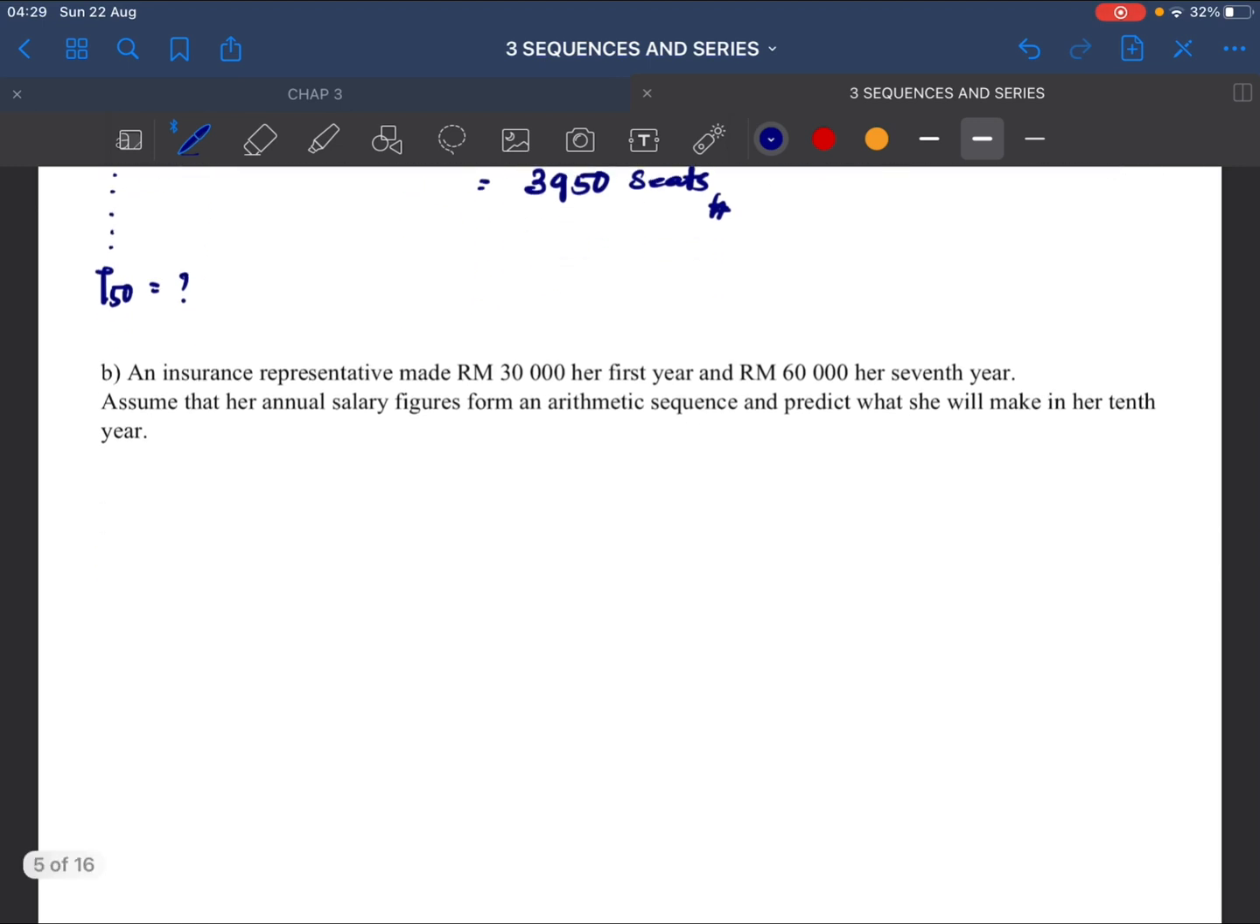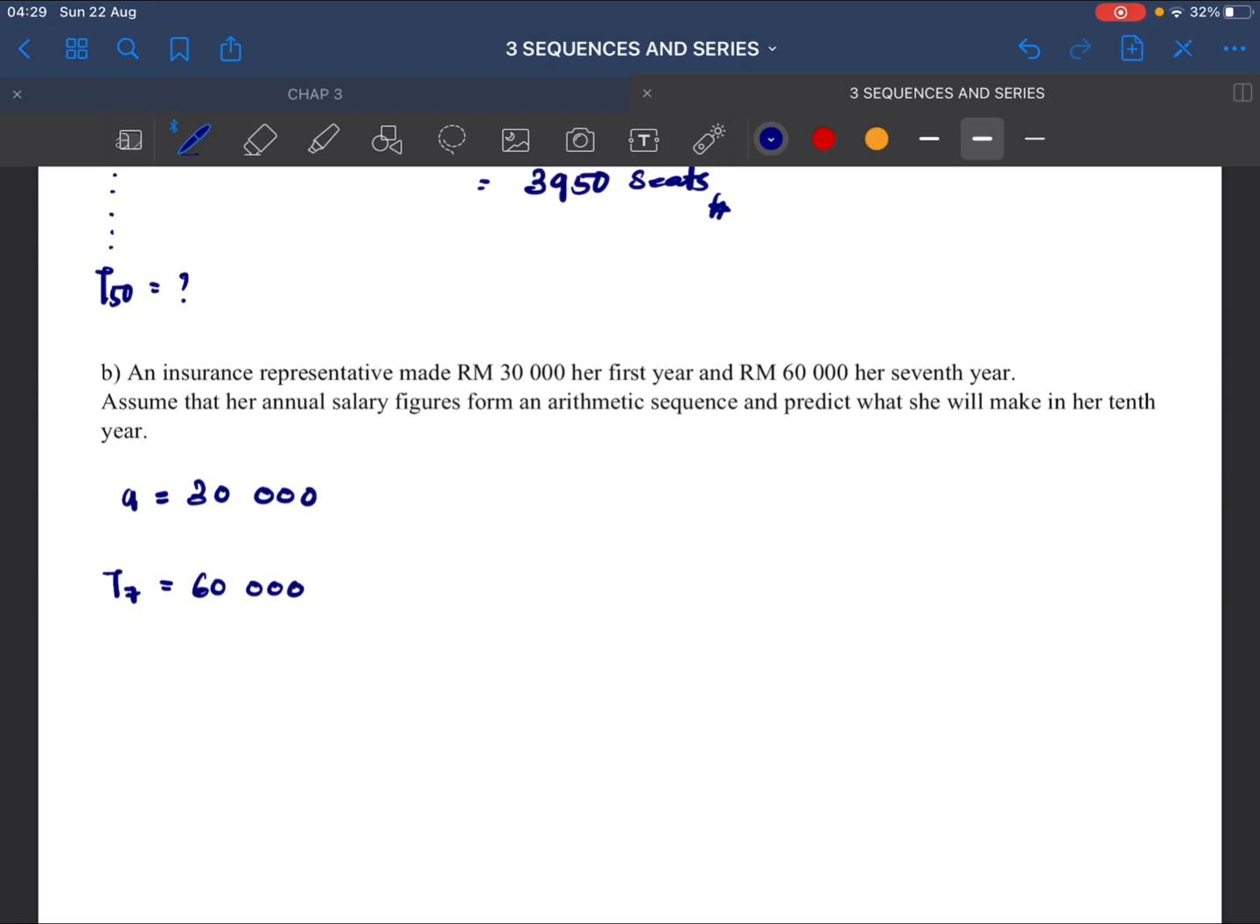So let's see the last example for arithmetic. An insurance representative made 30,000 her first year. So we know that T1 is 30,000, which is the same as our a. So a is 30,000. Make sure bila kamu baca tu, sambil baca sambil tulis apa benda yang dia bagi, apa yang dia minta. So now we have 60,000 in her 7th year, so T7 is equals to 60,000.